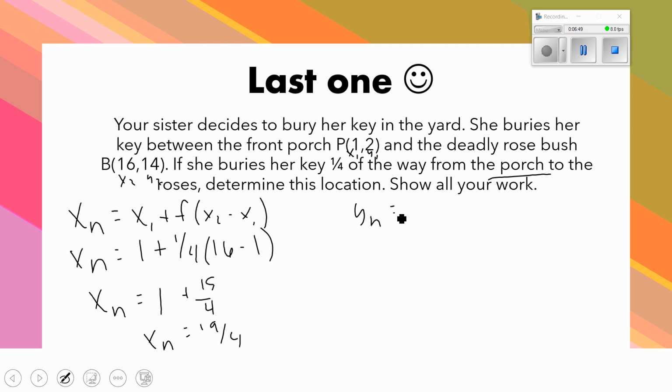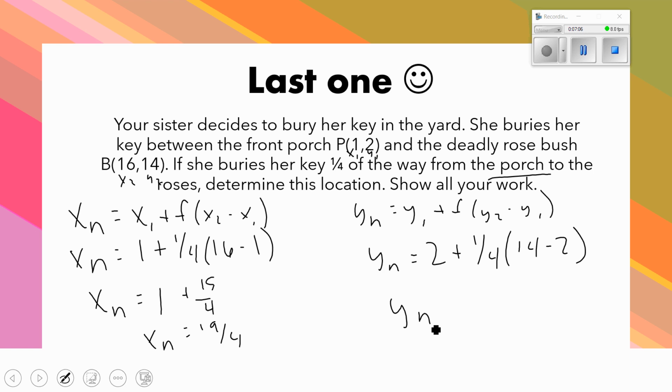Y new would equal y1 plus the fraction of y2 minus y1. Y new, y1 was equal to 2. The fraction was 1/4. Y2 was 14. Y1 was 2. Type that into your calculator, you would get y new equals 2 plus 3, or y new equals 5. And so the key would be buried at 19 over 4, comma 5.